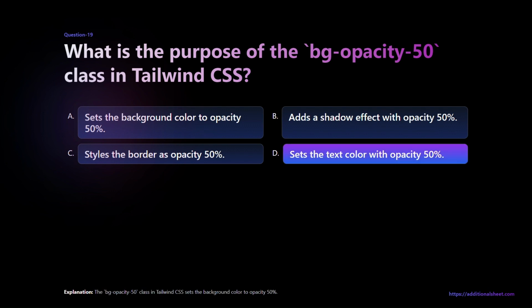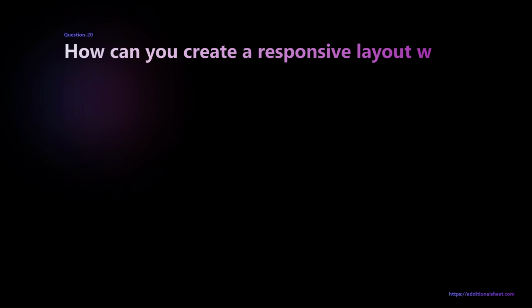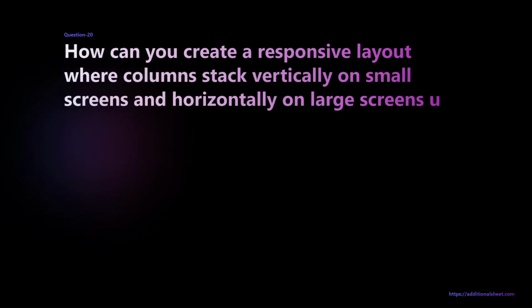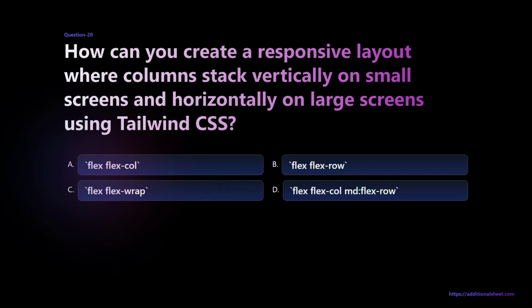The correct answer is option D, sets the text color with opacity 50%. How can you create a responsive layout where columns stack vertically on small screens and horizontally on large screens using Tailwind CSS? Option A, flex col. Option B, flex flex row. Option C, flex flex wrap. Option D, flex flex col MD flex row.